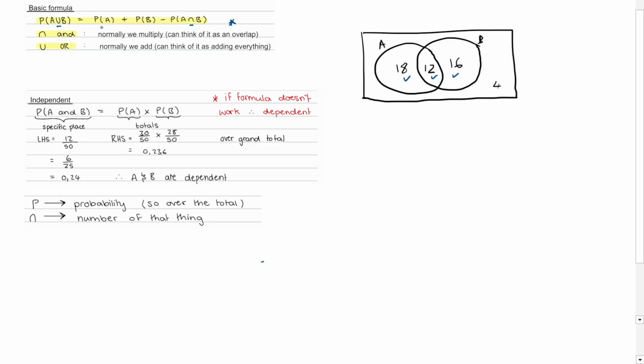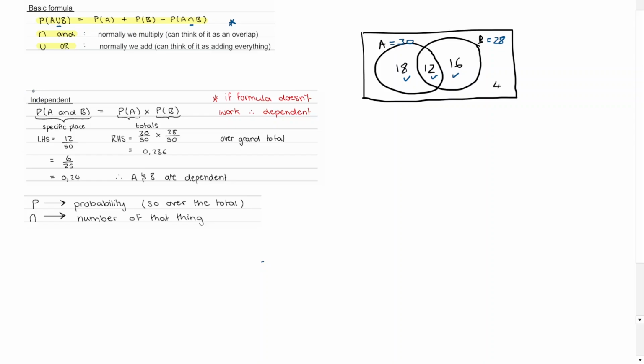Just to point out again in this introductory video that something like the probability of A is not just 18, it's anything that's in A. So in this case, it would be 30. And what's the probability of B? It's anything in B. So in this case, it would be 28.